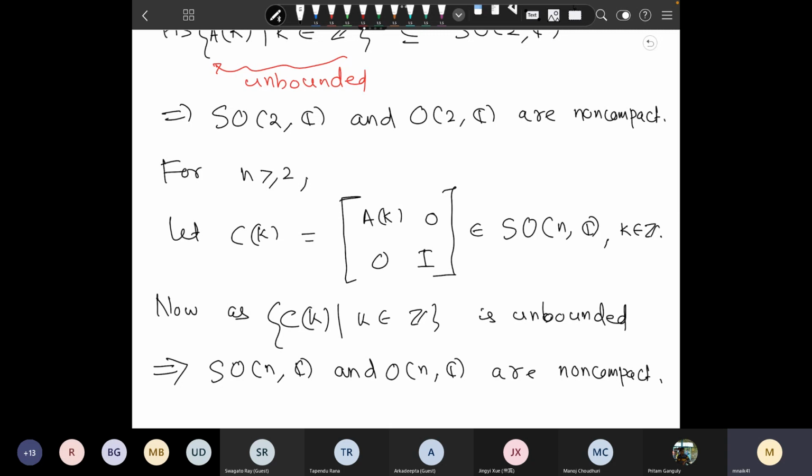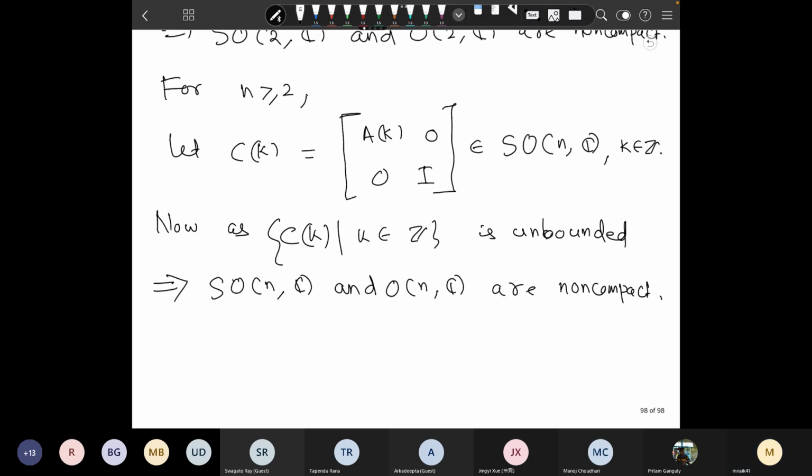Okay, so this compactness we have done. We want to really move towards connectedness, and for connectedness I have to use the polar decomposition theorem. To use that theorem, we have to first show that O(n, C) and SO(n, C) are closed under conjugate transpose. Claim: A belongs to O(n, C) implies A star belongs to O(n, C). This is also an easier thing.